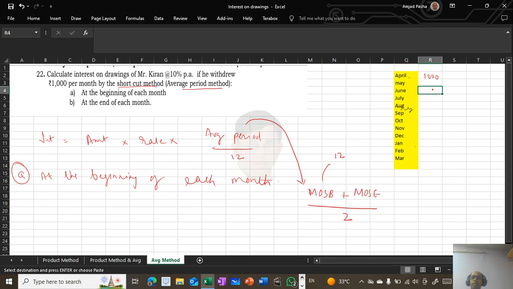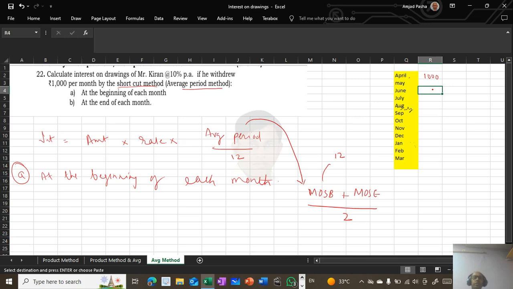Here it is not specified, so by default it is always 31st March. Whether it is a calendar year or not, for the full year he has to pay. Normally it is a financial year, so it always ends on 31st March. April to March, so 12 months. Months outstanding at the beginning is 12 months. Why? At the beginning of each month, on 1st April also we have to pay interest, for April also. May, June, July, August, September, October, November, December, January, February, March. He has to pay interest on 1000 rupees for all 12 months.